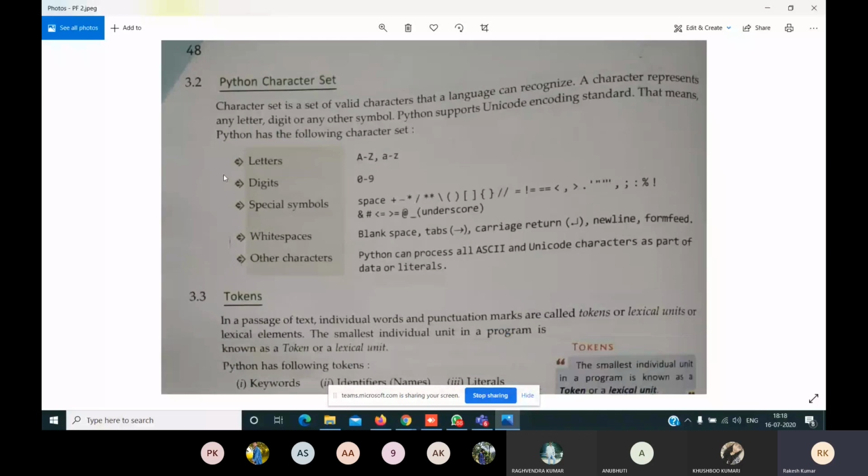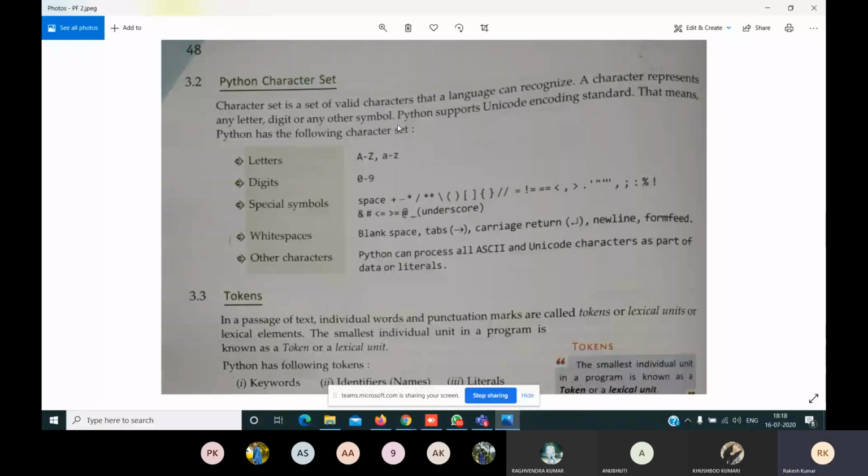This one first, the Python character set. So Python character set, what is a character set? A character set is a set of valid characters that a language can recognize. A character represents any letter, digit, or any other symbol.